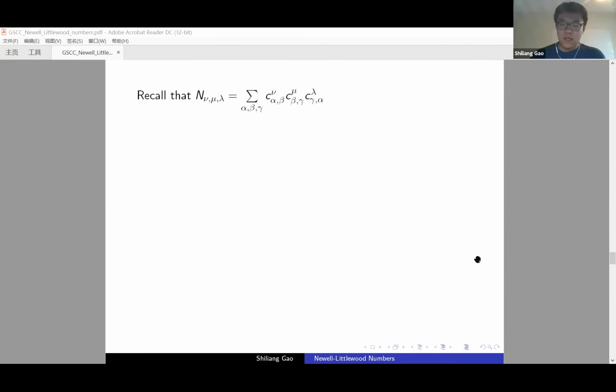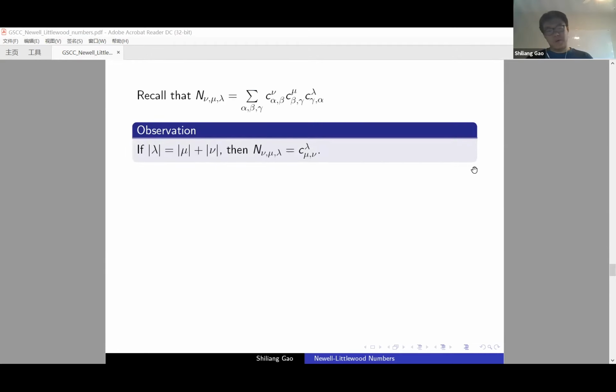Okay, now back to our Newell-Littlewood numbers. So recall the definition of Newell-Littlewood numbers. We have this sum of products of Littlewood-Richardson coefficients. Now, a simple observation is that if we assume the size of λ equals the size of μ plus the size of ν, then these two numbers coincide. The reason is quite simple. If we have the size condition, and we know that α has to be contained in ν and γ has to be contained in μ in order for this product to be non-zero, then we must have β equals the empty partition, and α equals ν, γ equals μ. So under the size constraint, we know the two numbers coincide.